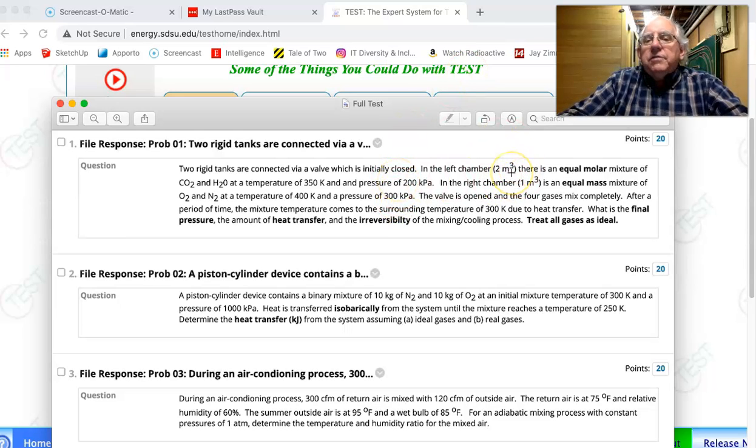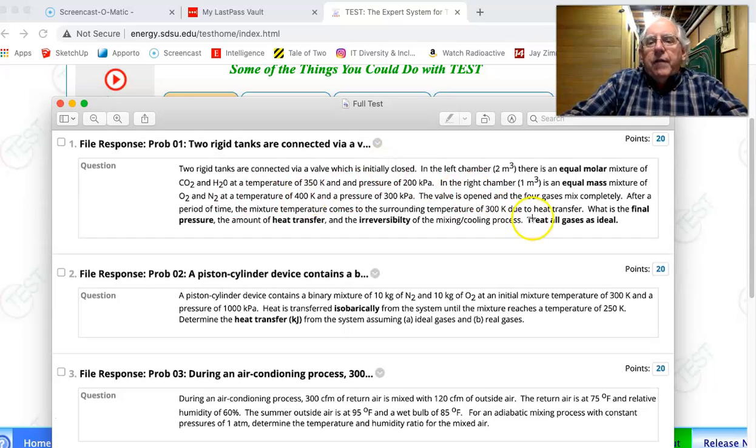The left chamber has a volume and has an equal molar mixture of CO2 and H2O at a temperature and a pressure. The right tank has a volume and an equal mass mixture at a temperature and a pressure. The valve is open and the gases are allowed to mix completely. After a period of time, the mixture temperature comes down to the surrounding temperature of 300 Kelvin due to heat transfer. So you'll notice that these aren't well insulated tanks, they're just rigid.